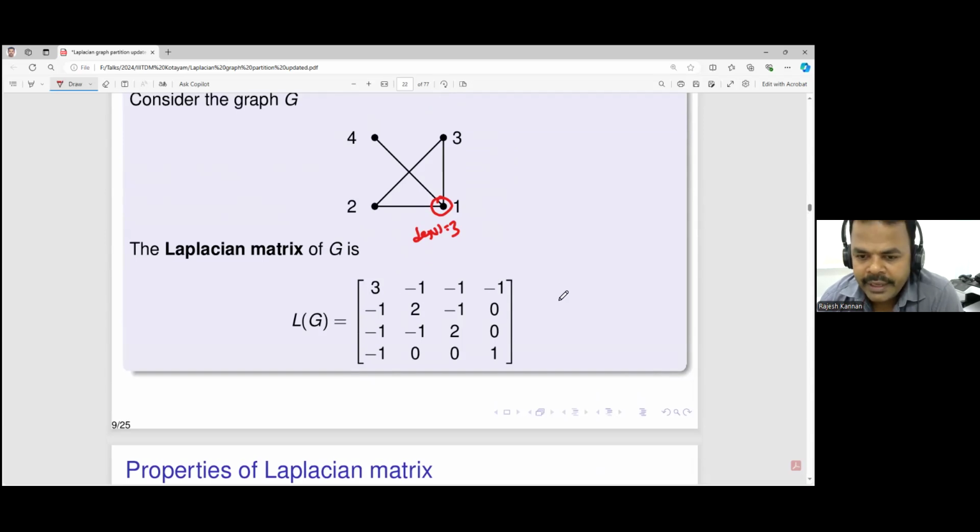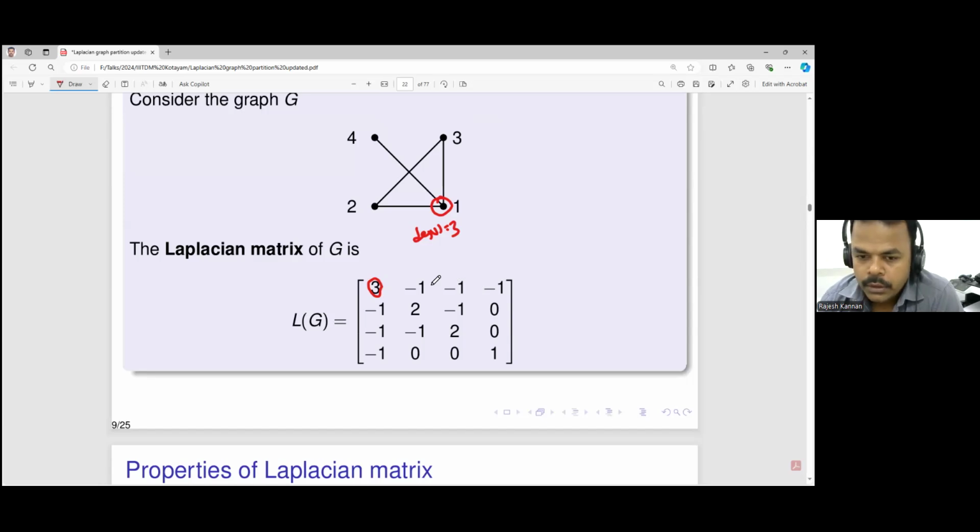So if you take any row of this Laplacian matrix, what is the diagonal entry of that matrix? The diagonal entry of the matrix is the degree of the particular vertex. The diagonal entry of that matrix is the degree of the particular vertex, which is a positive entry. And how many minus ones do you have in this particular row? That is the number of neighbors. That's also the same as the degree.